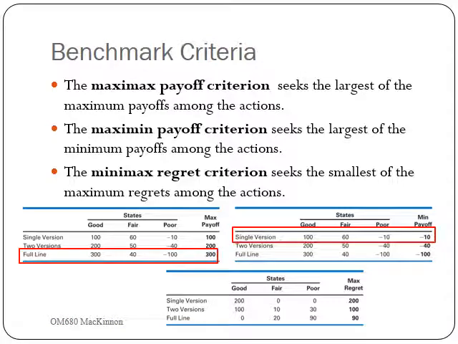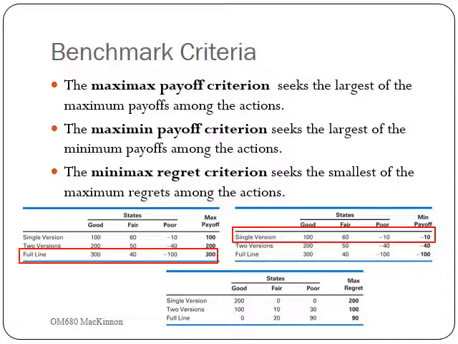Well, if, for example, the market is good and you choose the full line, then you have no regrets whatsoever, right? Because you got the maximum payoff. But suppose you chose two versions rather than the full line. You made 200, but you could have made 300. So therefore, your regret is 100.